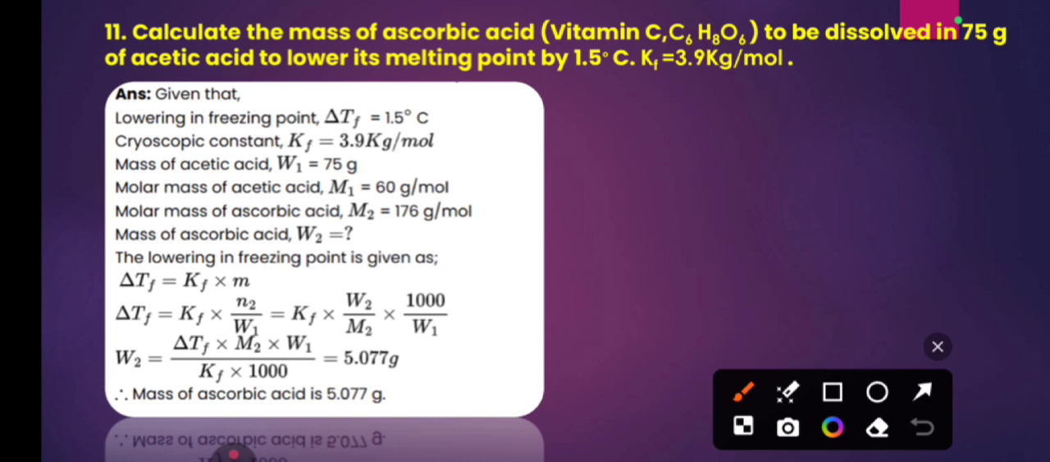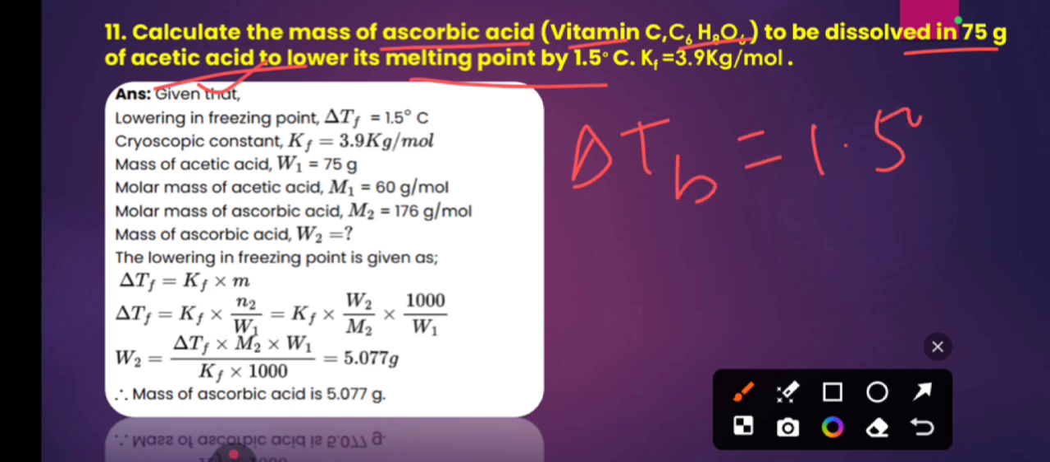So our next numerical: calculate the mass of ascorbic acid. It is vitamin C, and they have given you the chemical formula also, that is dissolved in 75 gram of acetic acid. It means it acts as a solvent. Lower its melting point by 1.5 degrees Celsius. Lower its melting point means they have given you delta TF, and that is 1.5 degree Celsius.